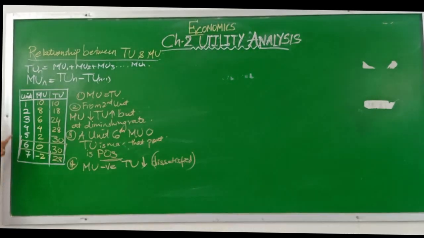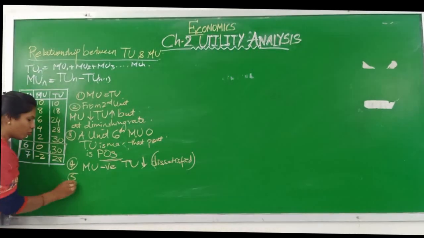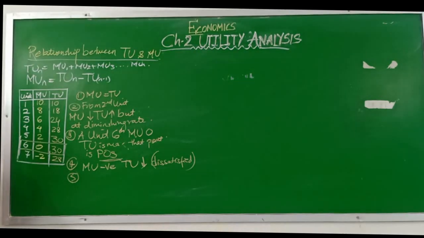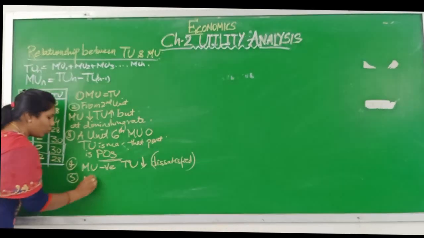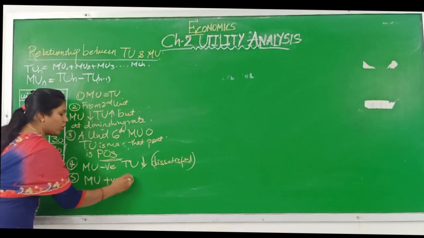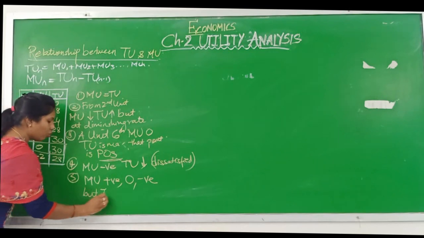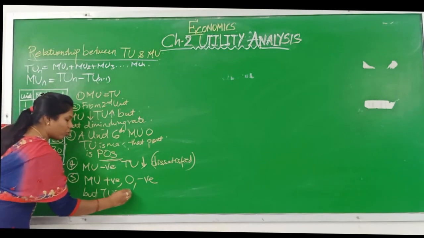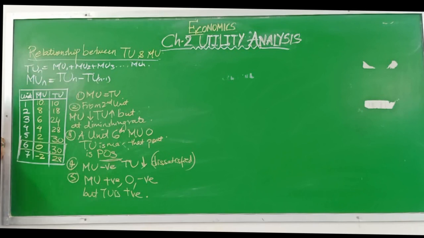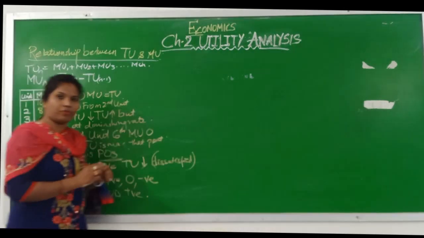Because he was already satisfied at unit 6. So from this above schedule we can say that MU can be positive, 0 as well as negative, but TU is always positive. You can see MU is positive, 0 and negative, but TU is always positive.